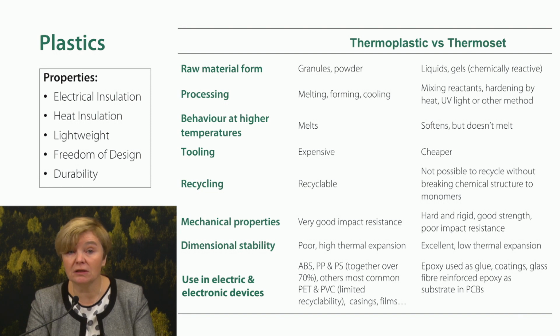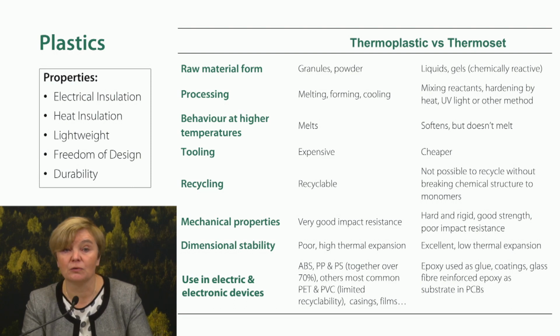The big part is also plastics, and plastics have very good properties. They are used very widely in electronics in different positions, for the casings of course, but they can be used as a separator, films, different coatings and so on. They have good electrical insulation. They usually are heat insulators. They are lightweight compared to metals. Then we have a lot of different production methods developed, so we have freedom in design, and especially the new 3D printing methods are opening totally new design possibilities for the final products. And they are also durable.